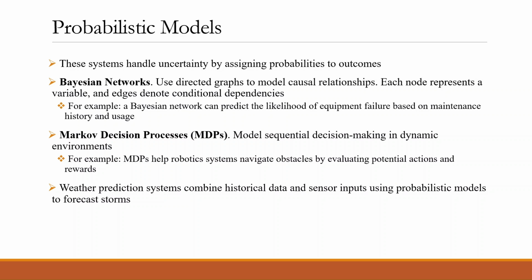Another example of probabilistic models are Markov decision processes. They model sequential decision making in dynamic environments. For example, Markov decision processes help robotic systems navigate obstacles by evaluating potential actions and rewards. Another example, weather prediction systems combine historical data and sensor inputs using probabilistic models to forecast storms.